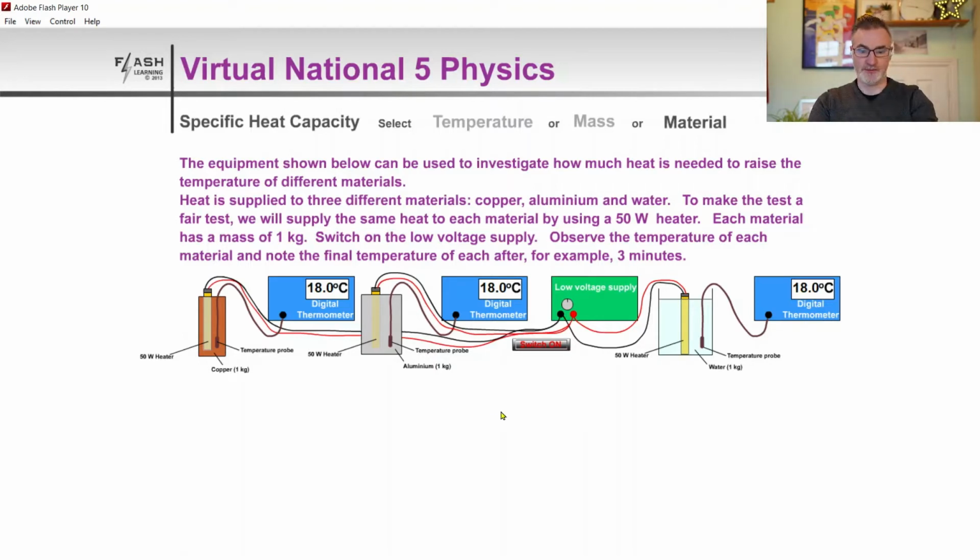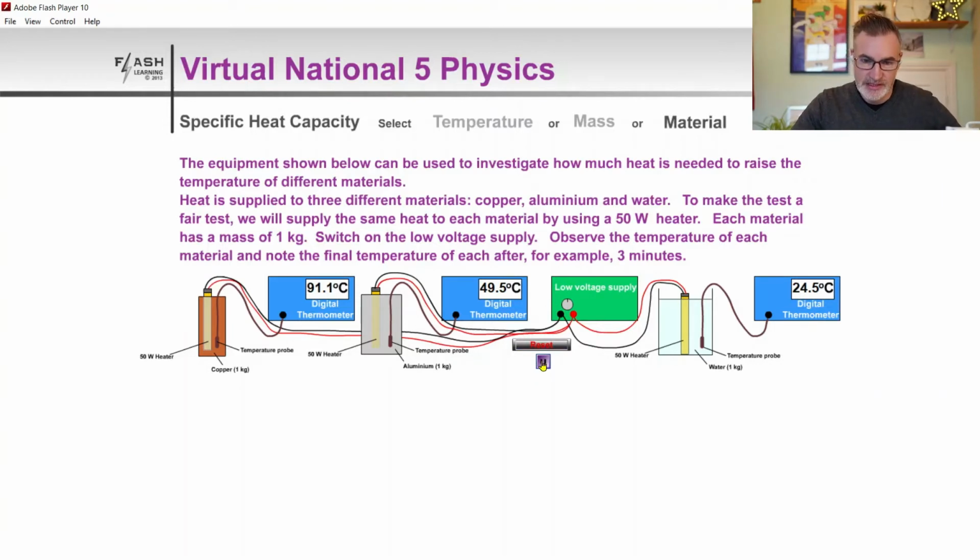Okay, so I've got a stopwatch ready. I'm going to start that now, switch on the heaters, and I'll see you in 3 minutes. So we can see that after a time of 3 minutes, the temperature of copper has changed quite significantly, starting at 18 degrees, finishing at over 90 degrees centigrade. Aluminium still not as high as the copper, but higher, certainly a lot higher than the water.